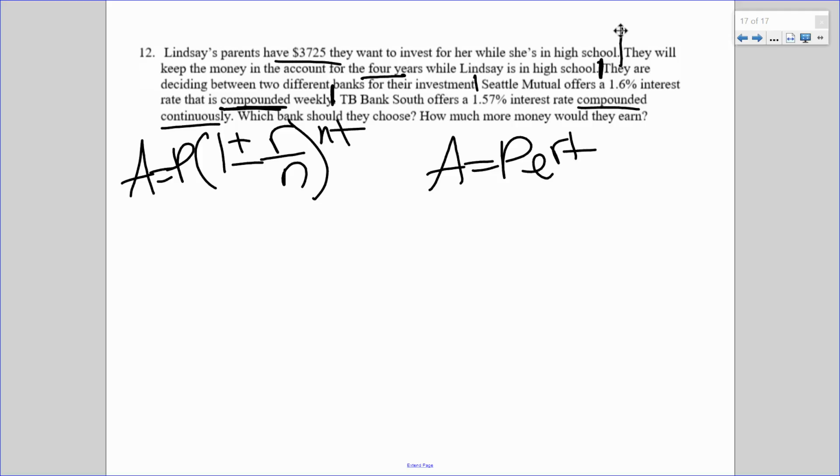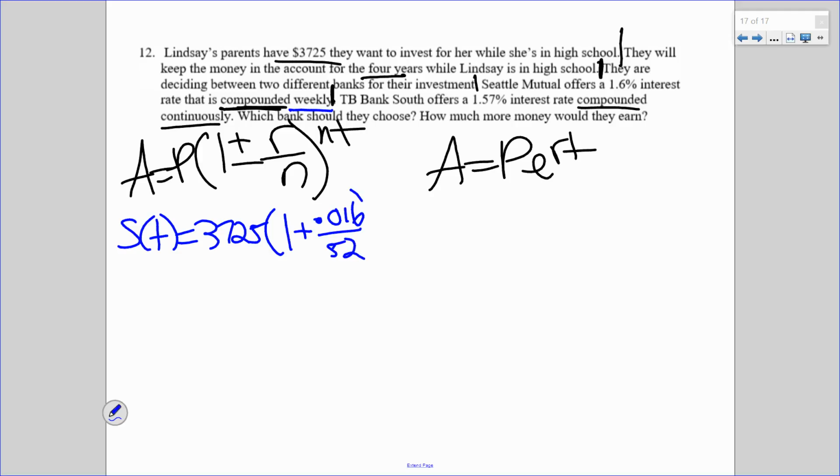All right, let's fill in my values. In both cases, let's start with Seattle Mutual. I'm going to do S of T. The principal is $3,725. It's interest, so it's plus. The rate, you must divide that 1.6 by 100, so it becomes 0.016 over n. It is being compounded weekly, so n is 52, to the power n is 52. T is 4 years.